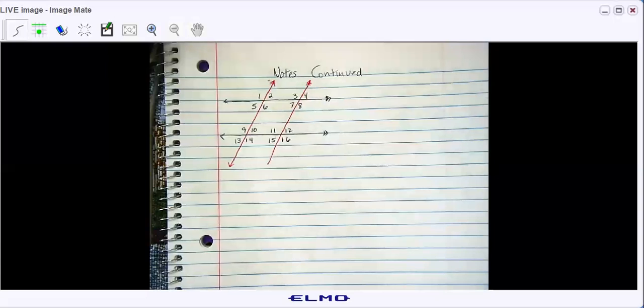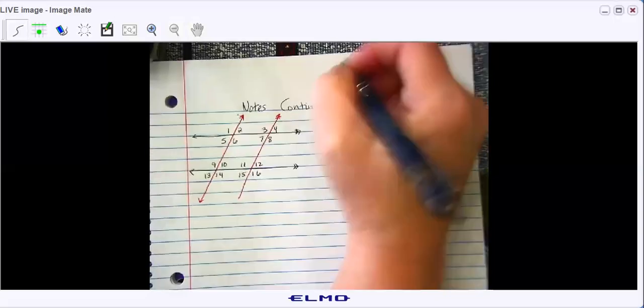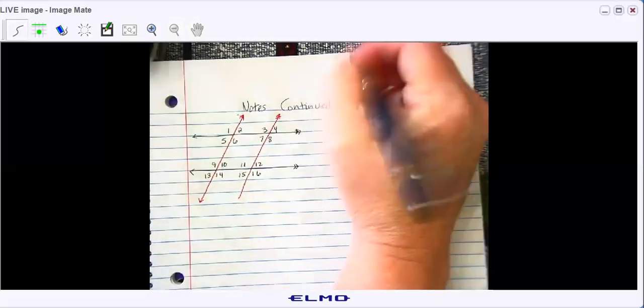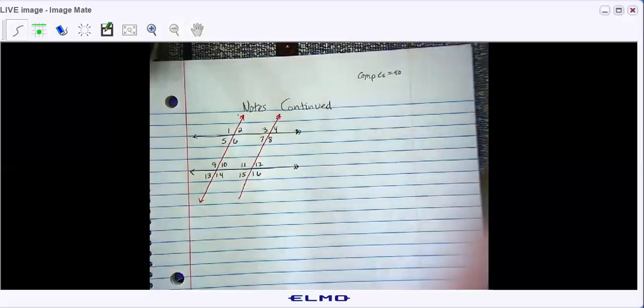Okay, so we are going to build on what we had last week, so I'm going to write this again. Last week we had complementary angles, which equal 90, supplementary angles, which equal 180, and vertical angles, which always equal each other.